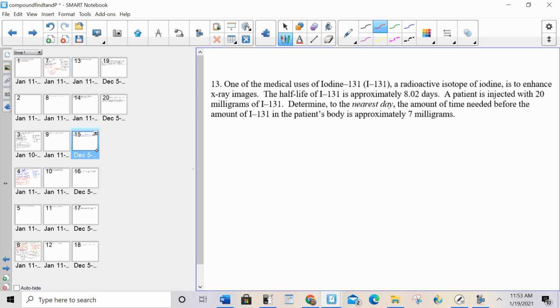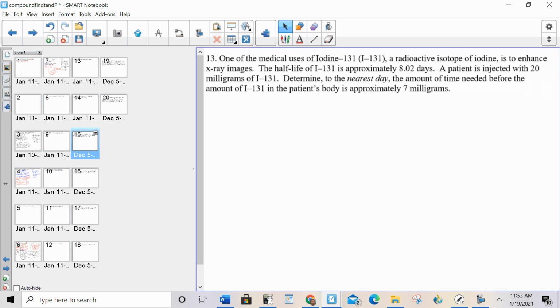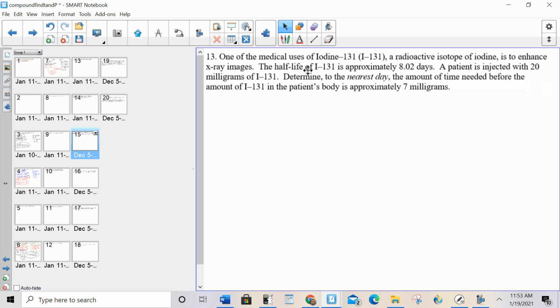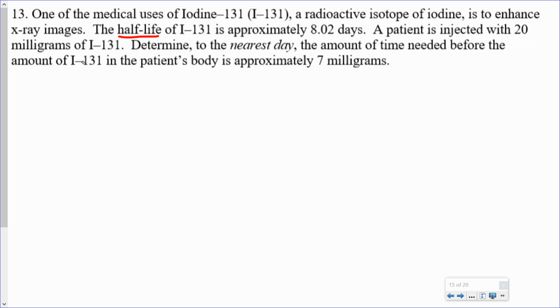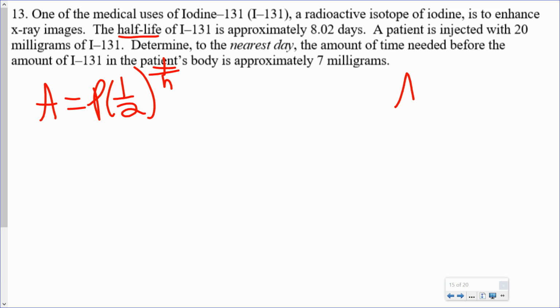Let's do number 13. One of the medical uses of iodine-131, a radioactive isotope of iodine, is to enhance X-ray images. Don't care. Half-life. So once I see half-life, I write down the half-life formula: A equals P times one half raised to T over H. So you see, it's really important that you know all your formulas. We talked about them all at the beginning. You need to know which one to use. You need to have that written down or take a picture of it or a screenshot so you know which formula to use in which situations.